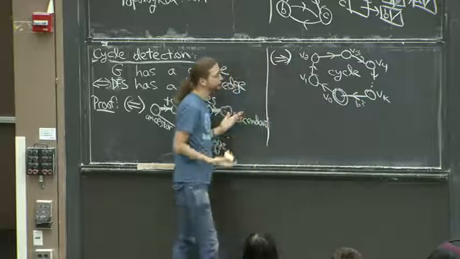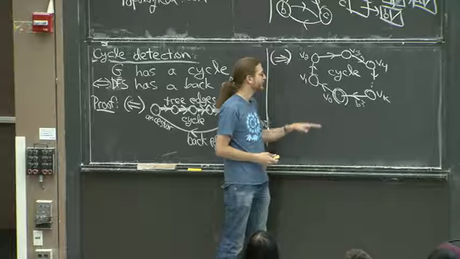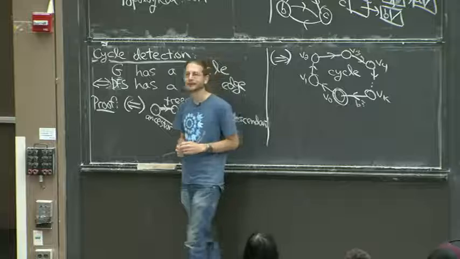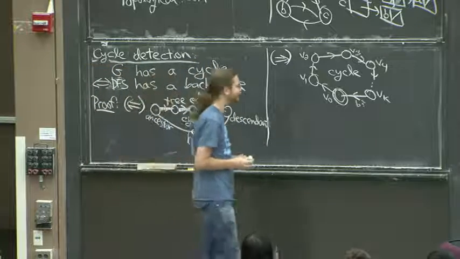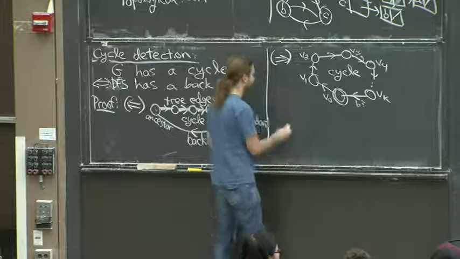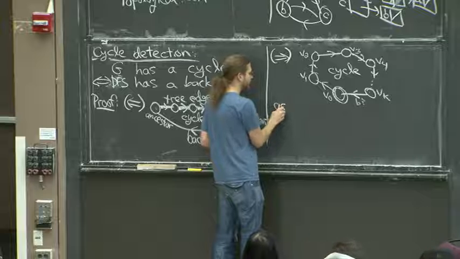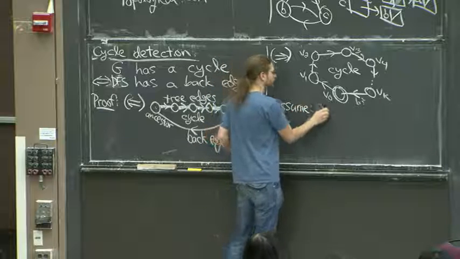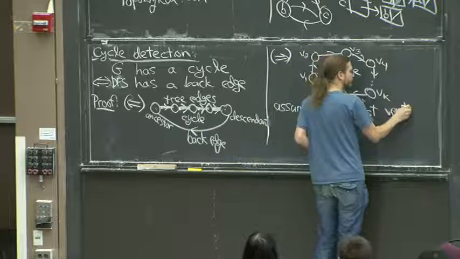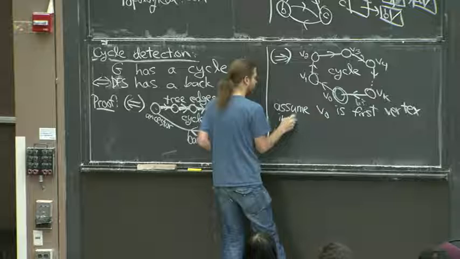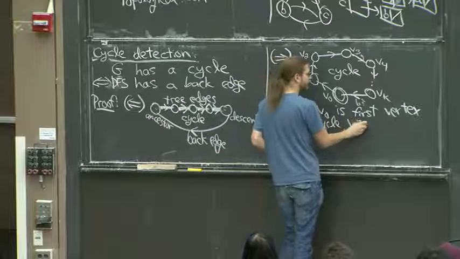Of course, we may not start a search here. So calling it the start of the search is not quite right. A little different. Yeah? First vertex that gets hit. Good. So I'm going to start the numbering, v0. Let's assume v0 is the first vertex in the cycle visited by the depth first search.